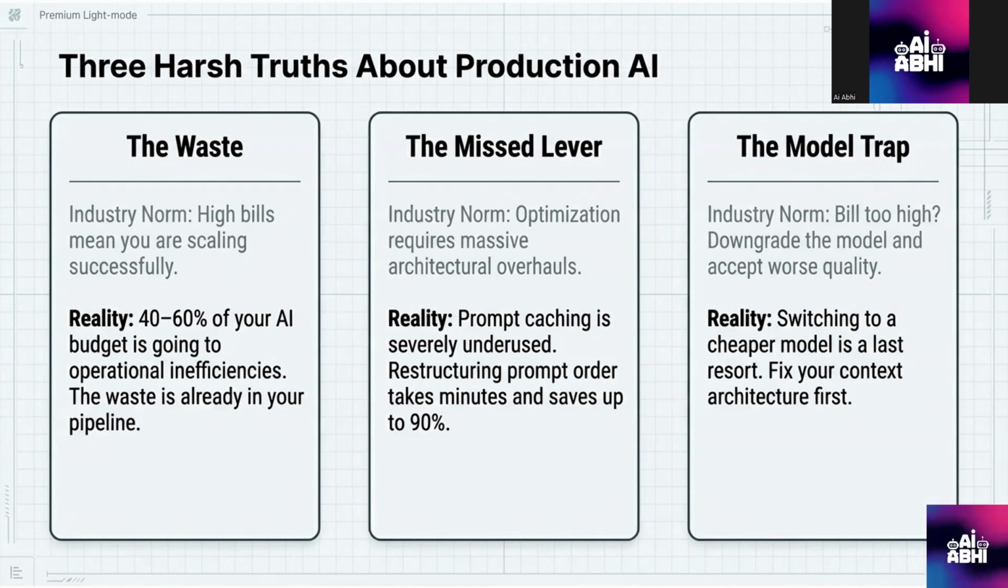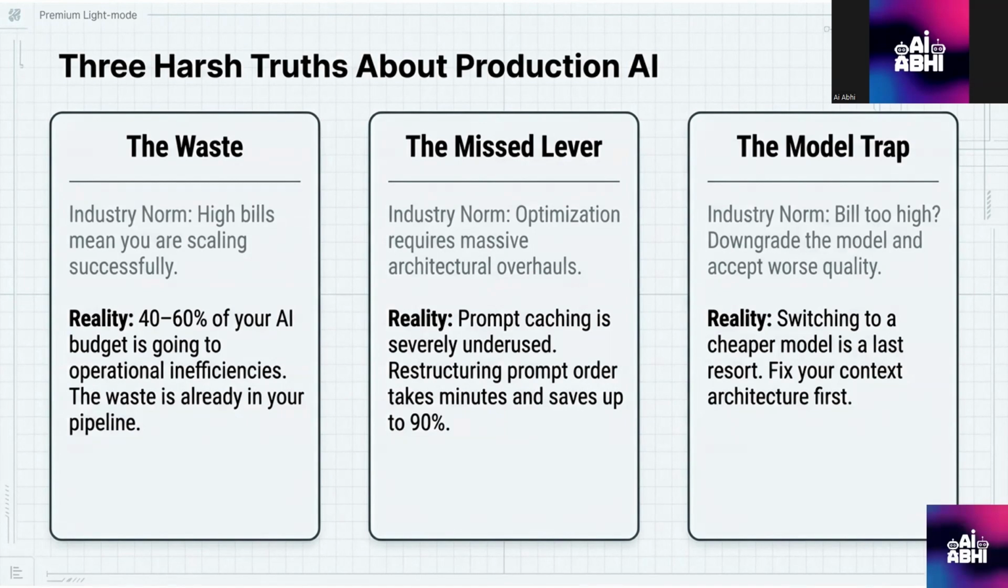Hot take number 1: 40 to 60% of your AI budget is going to waste right now. This is not speculation. A 2026 analysis of 86,000 developers found that nearly half of LLM spend goes to operational inefficiencies. Tokens that weren't needed, models that were overkill, context that wasn't helping. These were all inefficiencies in operations. Before you negotiate your API contract or shop for cheaper models, audit your token usage. The waste is almost certainly already in your pipeline.